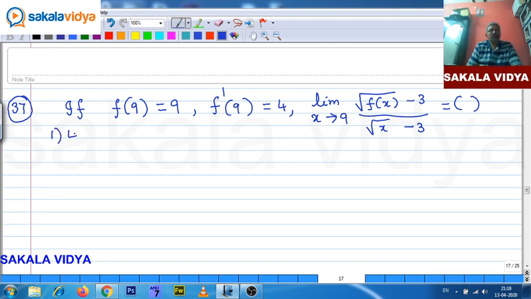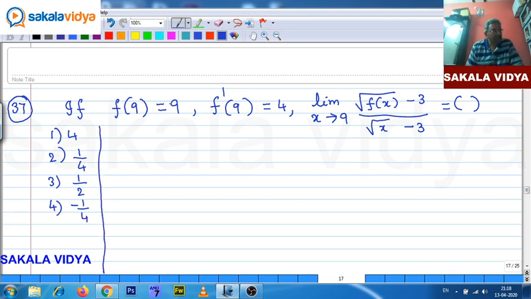First option 4. Yes, we can neglect it. That's correct, absolutely. 1 by 4. Third is 1 by 2. Fourth is minus 1 by 4. This is the question. Thank you, Dhruv. It means it is negligible. That is actually in general what we call errors and approximations, we shall discuss the same concept.